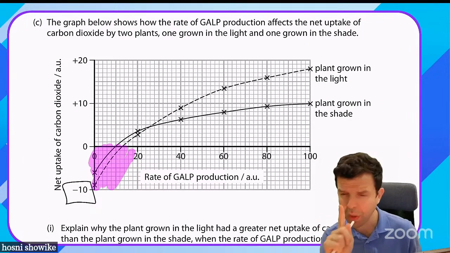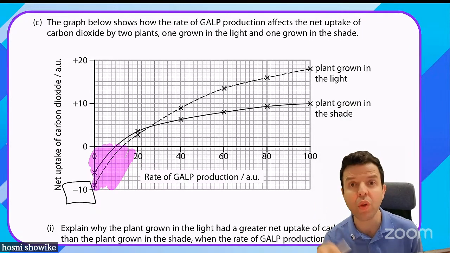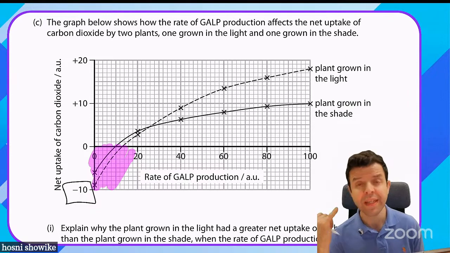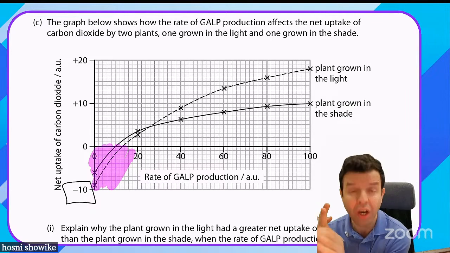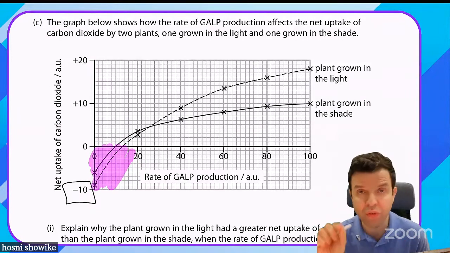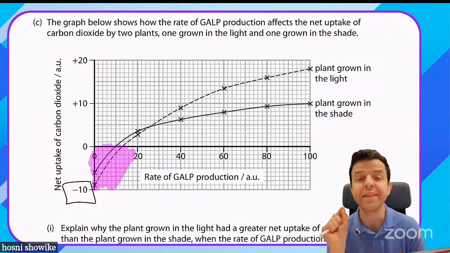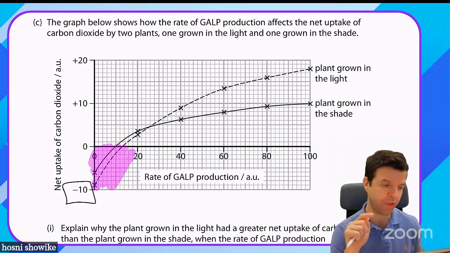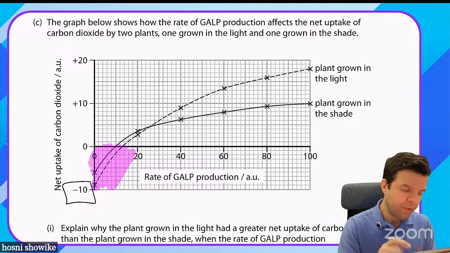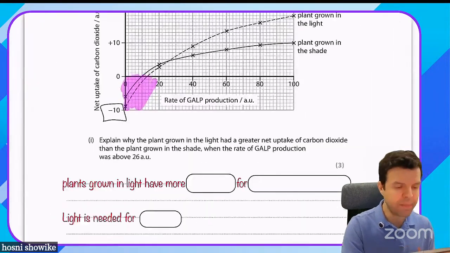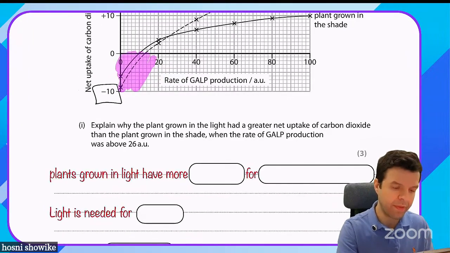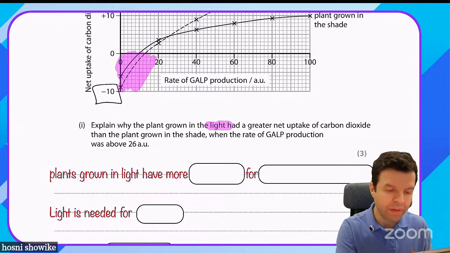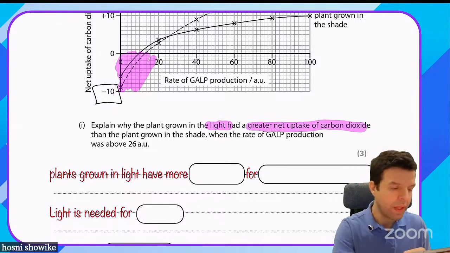Think about it. When is the time that the plant will release CO2 rather than uptaking? That's when the rate of photosynthesis is slow or not occurring. What process is responsible for this? The process responsible for the release of CO2 is going to be respiration, aerobic respiration. Anyways, so the question is asking me here, explain why plants grown in the light had a greater uptake of CO2 than those in the shade.